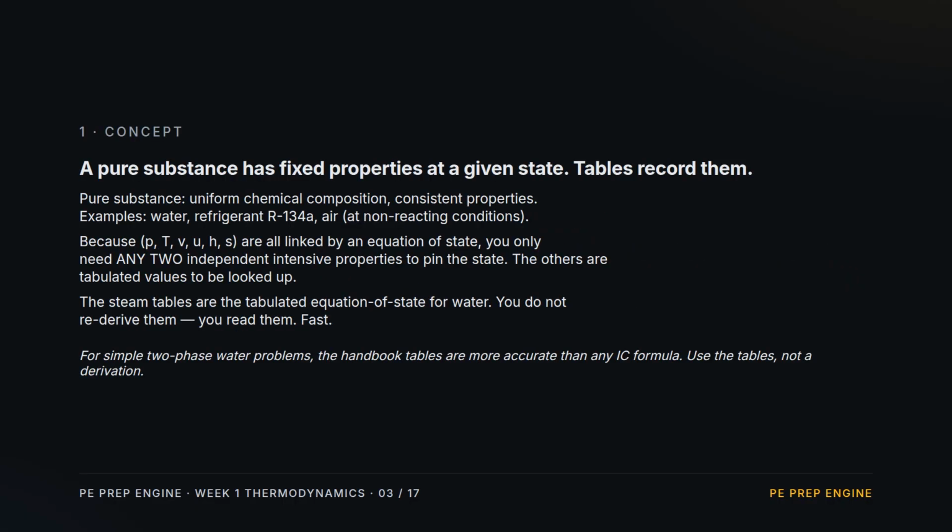A pure substance has uniform composition. Water, R134A, air under non-reacting conditions. Any two independent intensive properties pin the state. The rest are tabulated. The steam tables are that tabulated equation of state for water. You don't rederive, you read. The skill we're building is speed. Navigating them quickly beats any formula memorization.